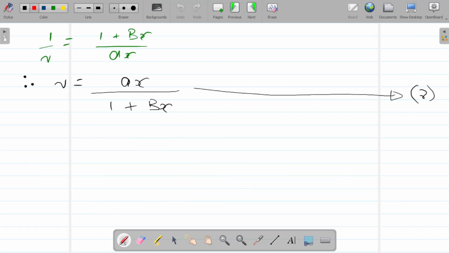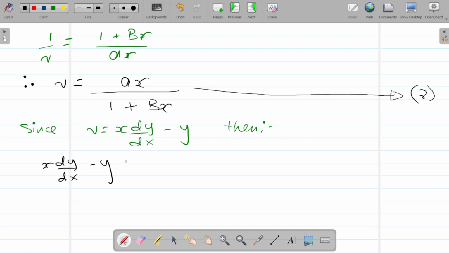Okay, so if I just change back to green, since v is equal to x dy by dx minus y, then we have, better go back to black I suppose, we have x dy by dx minus y is equal to ax over 1 plus bx. Now we'll call that equation 9.